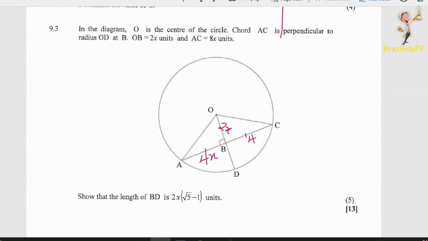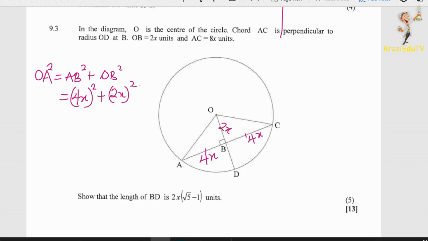and that is 4x. Now, you see, this examiner is actually nice by completing this OA and OC for us. In most cases, they don't. Once you see all of this in 90 degrees, you're thinking about Pythagoras. I can therefore calculate OA using Pythagoras. So can I say OA squared therefore equals to what? AB squared plus OB squared. And that will be equal to 4x all squared plus 2x all squared.